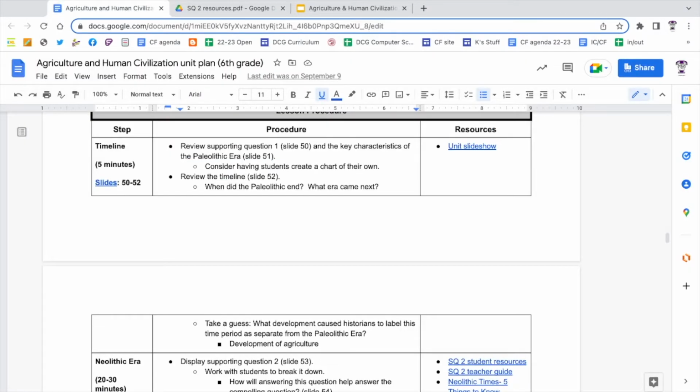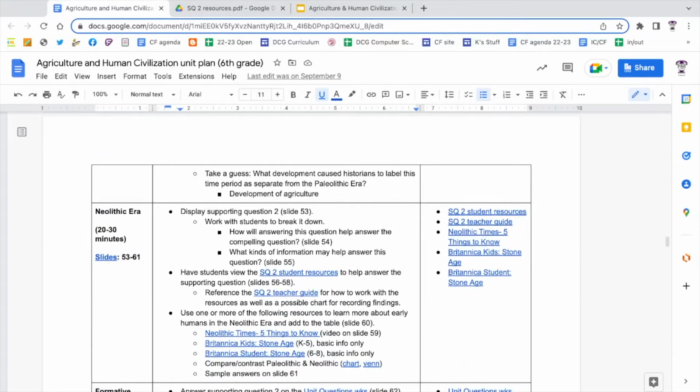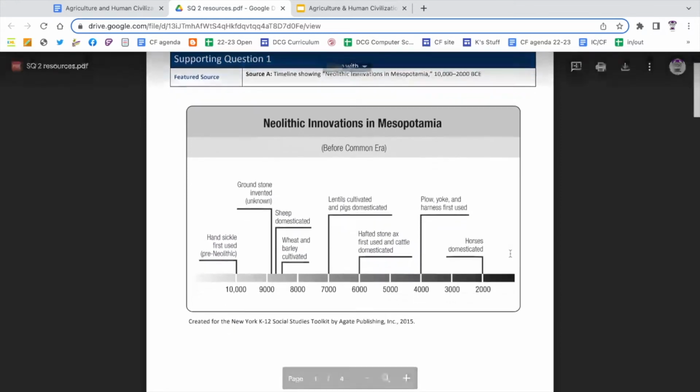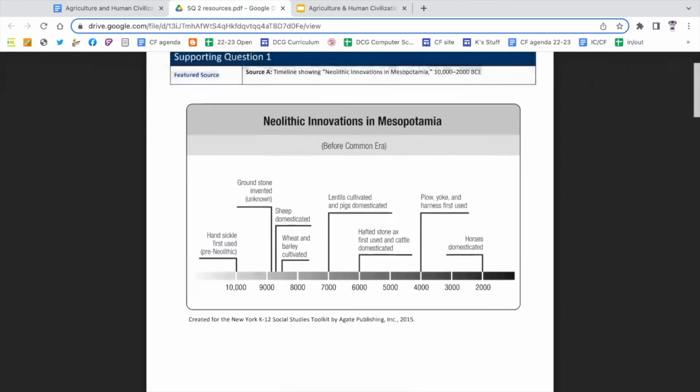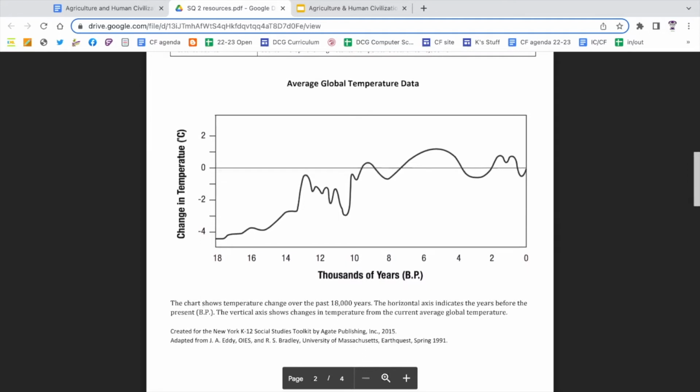So we begin this lesson with kind of a timeline. We're reviewing the end of the Paleolithic era and taking a look at what comes up next, again centering around the development of agriculture. We move into learning about the Neolithic times, and we use the student resource page to find out more about it. So within the student resource page, we have various innovations that happened within the Neolithic time in Mesopotamia, most of which are related to agriculture. Another one looks at the average global temperature data.